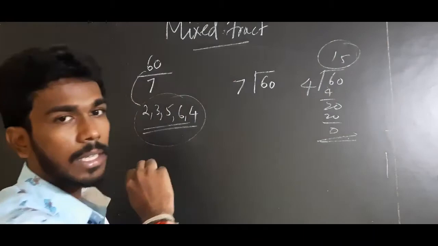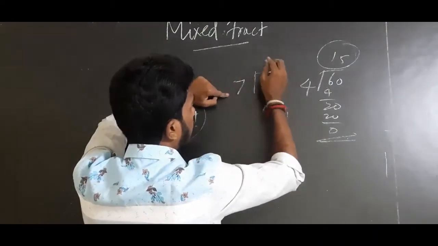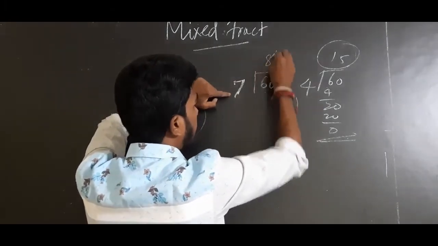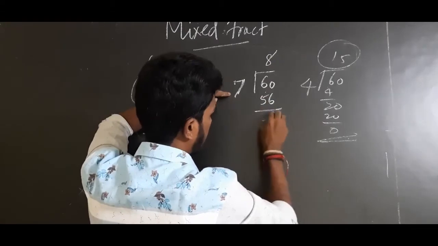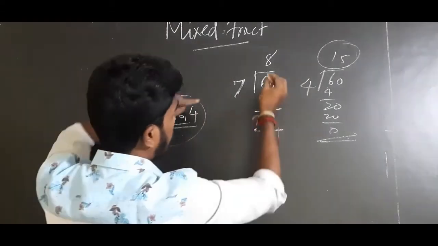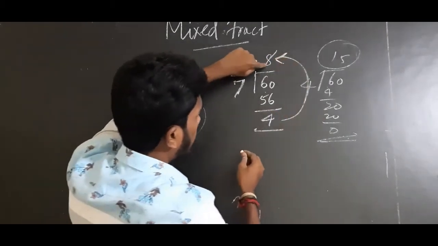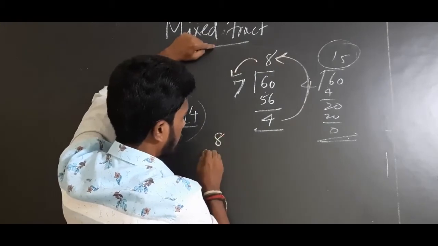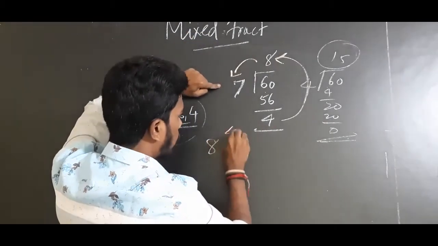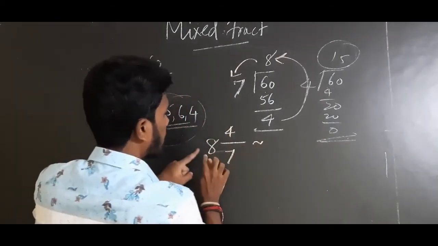But if you divide 60 by 7, you won't get a complete result. For example, in the 7 table, if I deal with 60, 7 8s are 56. The remainder will be 4. So from this, how will you write a mixed fraction? A mixed fraction is nothing but this part comes this side and this part goes that side. So what will be the quotient? 8. This quotient 8 should go to the side, the remainder will go upward, and the divisor will go downward.